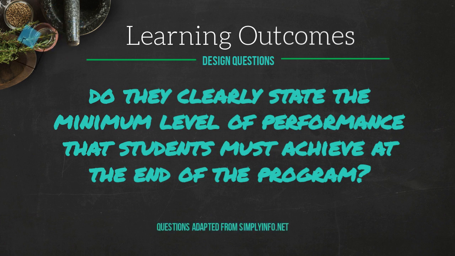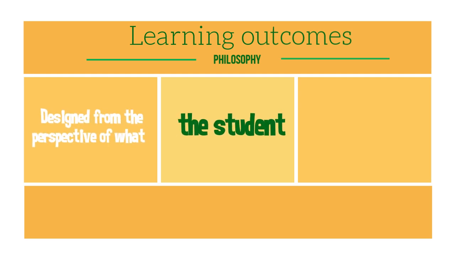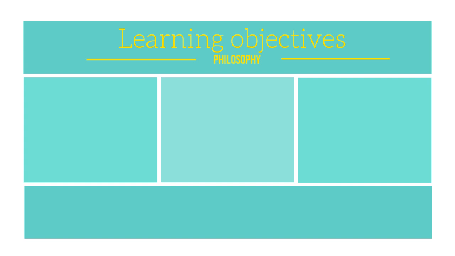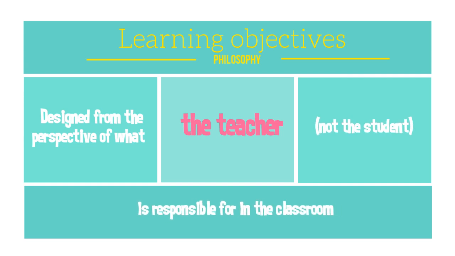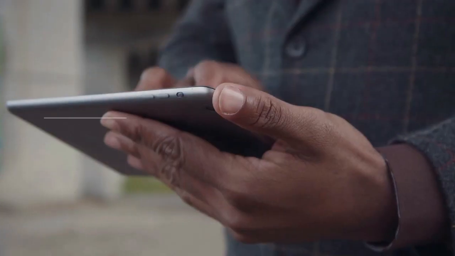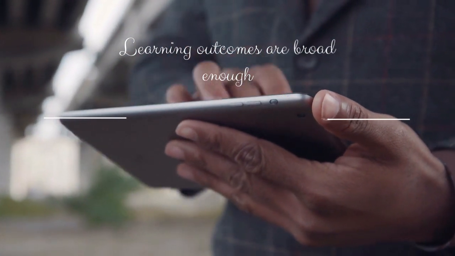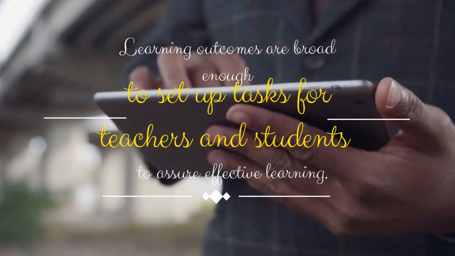Remember that outcomes must be designed from the perspective of what the student, not the teacher, will know and be able to do by the end of the course. That is precisely their main difference with learning objectives, which only state what the teachers are responsible for in the classroom for learning to take place. As you can see, learning outcomes are broad enough to set up tasks for both teachers and students to do in order to assure effective learning.